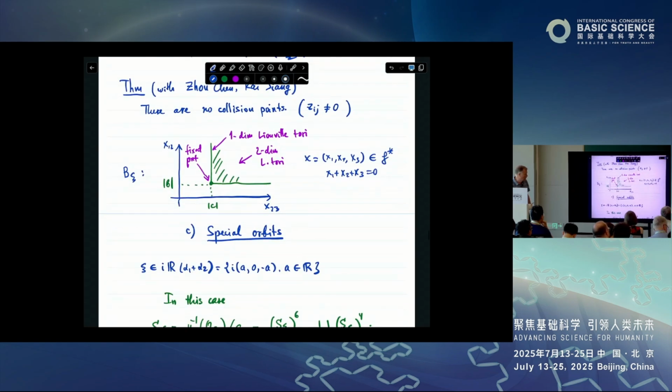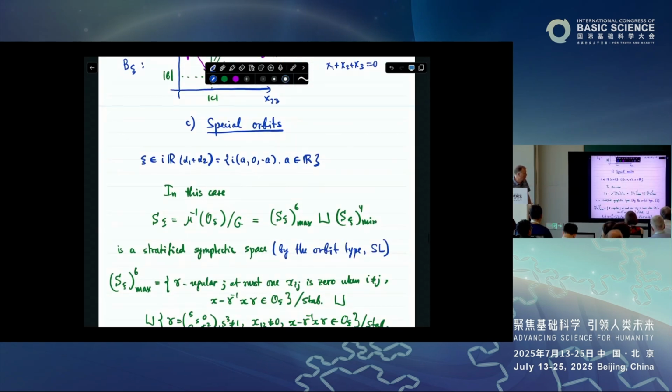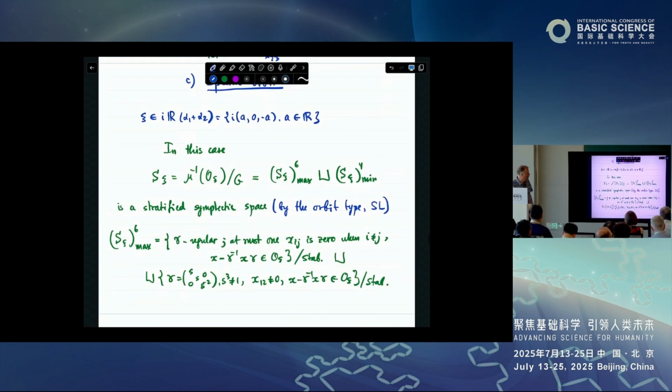So, okay. So this is what happens for the generic orbit. And now for the special orbit of this type, in this case, actually, the symplectic leaves corresponding to these orbits are naturally stratified by this orbit type, by this Schmarr-Lerman stratification. So there are two strata, maximal and minimal, with respect to the size of the stabilizer.